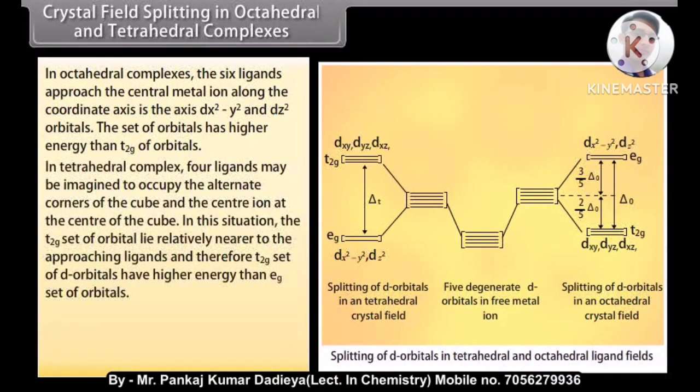In a tetrahedral complex, 4 ligands may be imagined to occupy the alternate corners of the cube and the central metal ion at the center of the cube. In this situation, the t2g set of orbitals lie relatively nearer to the approaching ligands, and therefore the t2g set of d orbitals have higher energy than the eg set of orbitals. The relationship between delta T and delta O is given by delta T is equal to 4 by 9 delta O.